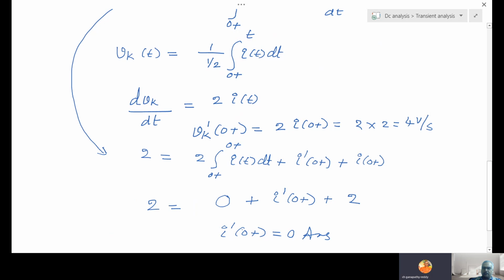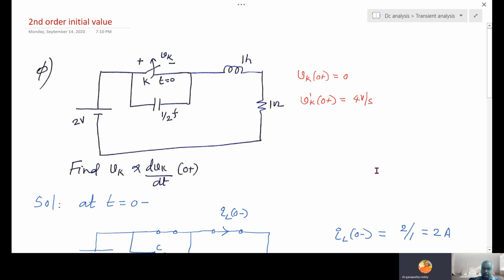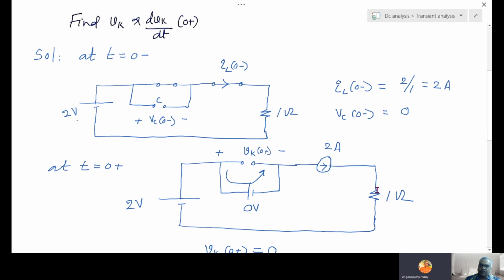If they are asking I double prime, differentiate this equation again and again, like that we can work out. So in addition to this, we also answered I prime 0. We got it 0. This is the I. We also answered this. So like this, the problem can be handled.